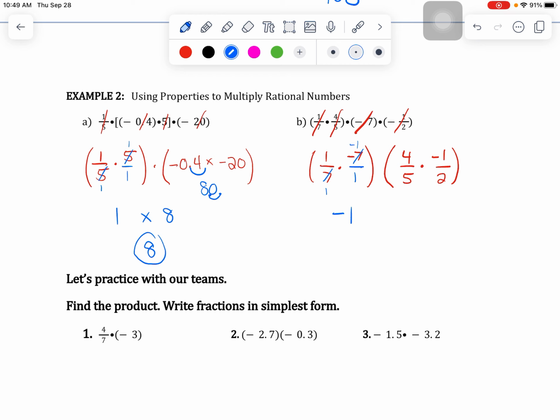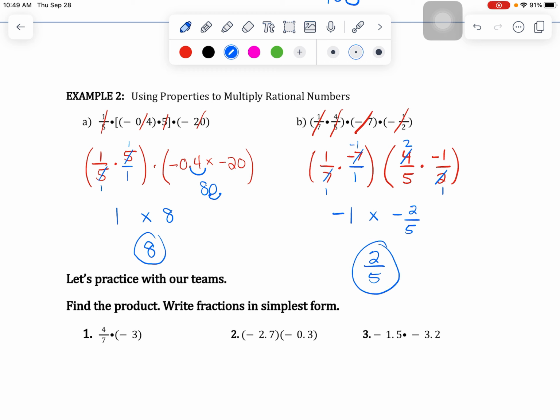Okay, in my group on the right, I can also simplify the 4 and the 2. So if I simplify there, I get 2 and 1. So if I multiply across, I end up with a negative 2/5. So I have negative 1 times negative 2/5. A negative times a negative is going to be a positive 2/5.